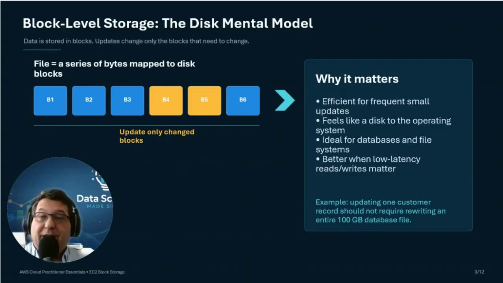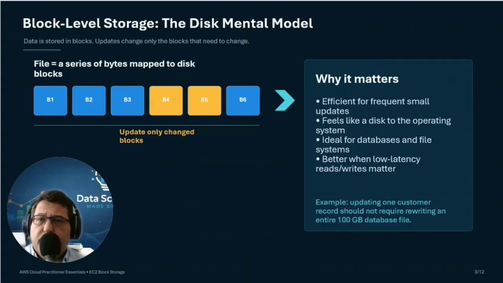Another important benefit is low latency access. Latency is the time required to complete a request. Applications such as databases often perform thousands of small reads and writes. Even a small delay in each operation can negatively affect overall application performance. The most useful mental model is this: block storage behaves like a hard disk or SSD connected to a computer. In AWS, that virtual computer is an EC2 instance.